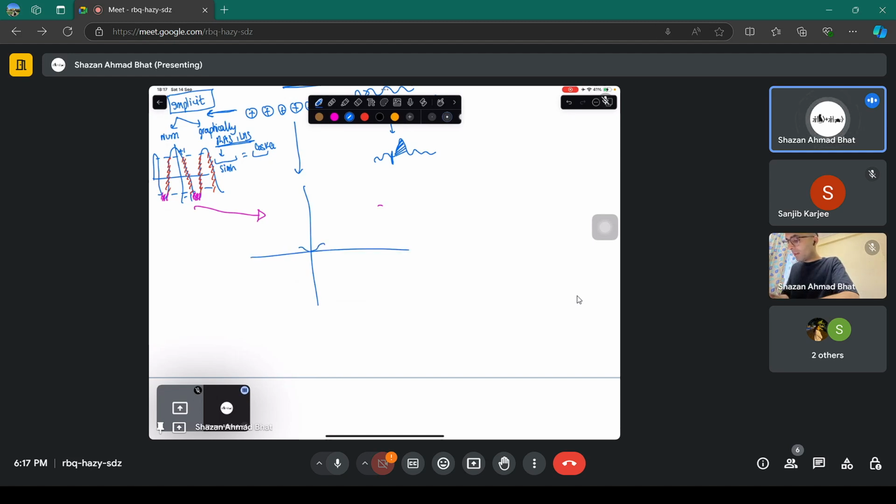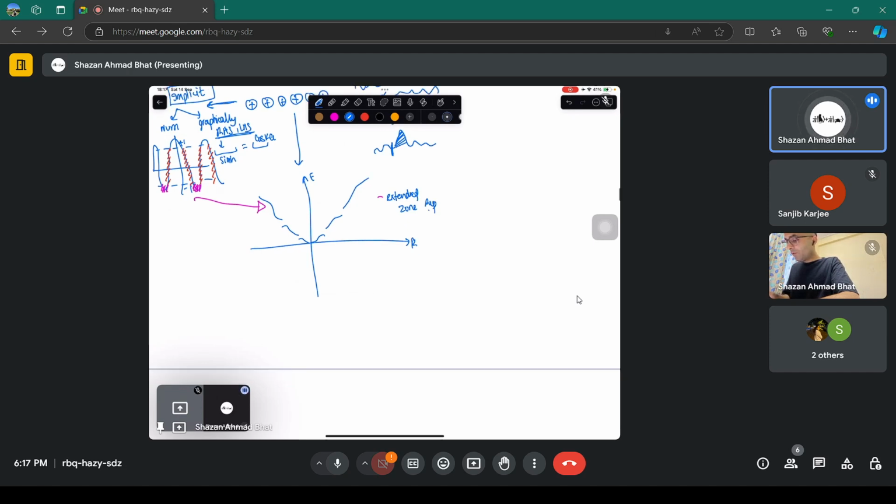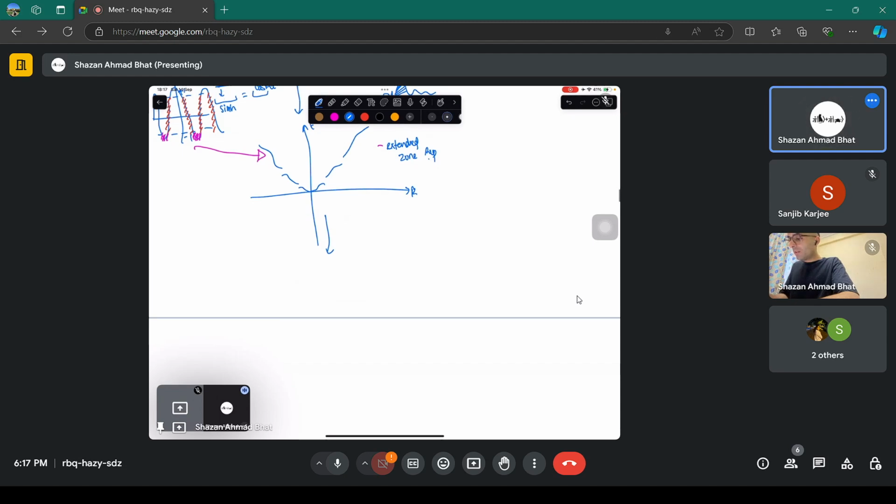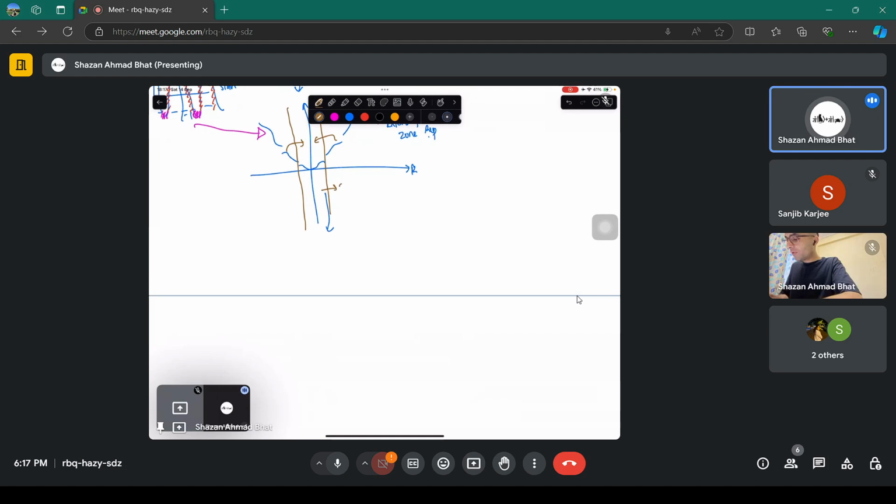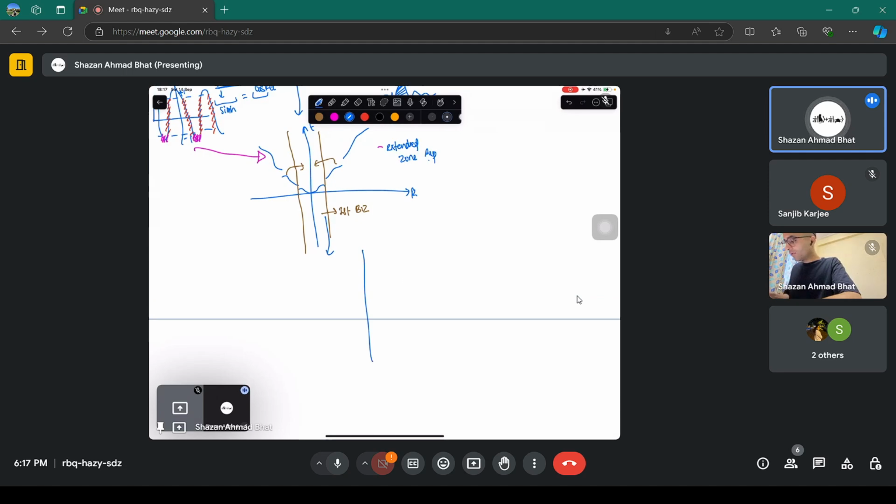So you have bands of allowed energy values. This is the extended zone representation. This is E versus K. And when you fold it into a single zone, you fold these energy bands back into this first zone, which is called the first Brillouin zone. When you fold it back, you get a reduced zone representation, something which looks like E versus K.